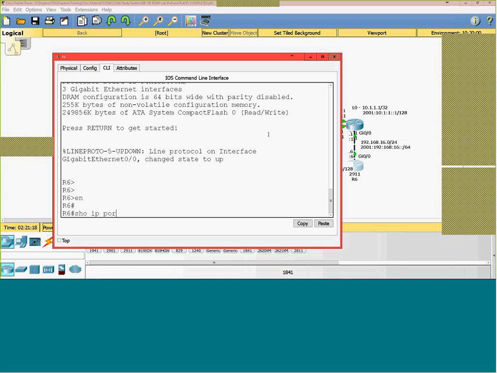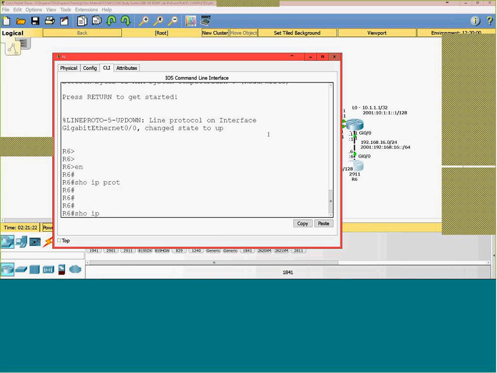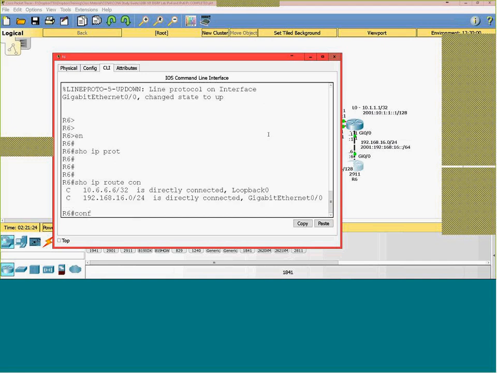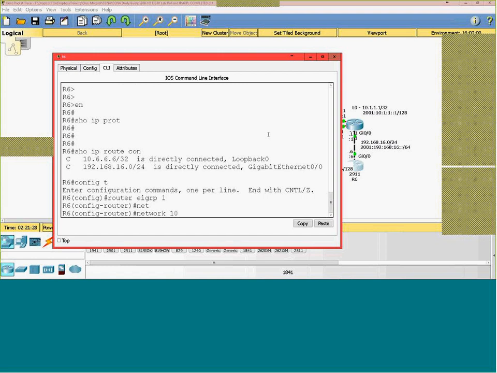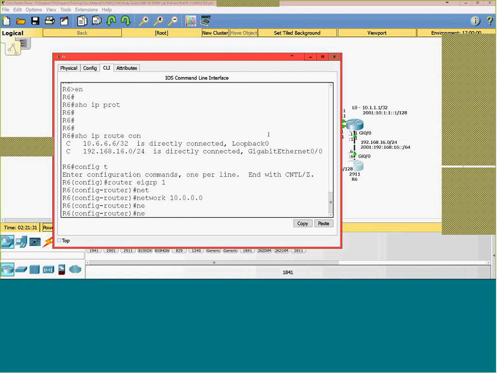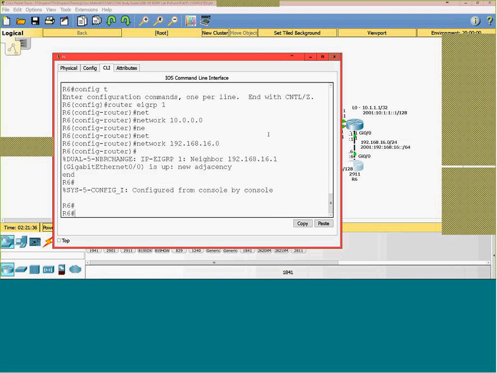Show IP protocols. Show IP route connected. Config T, router EIGRP 1, network 10.0.0.0, network 192.168.16.0. All right. So that is my entire configuration for EIGRP for IPv4.